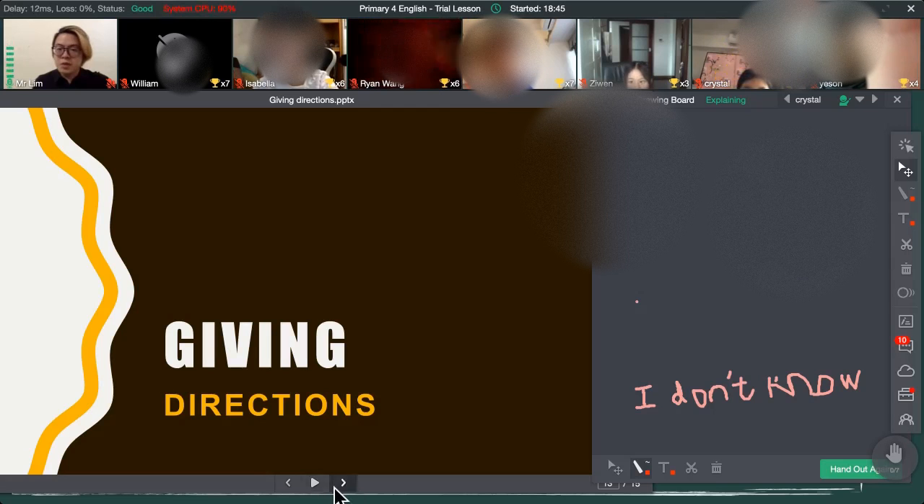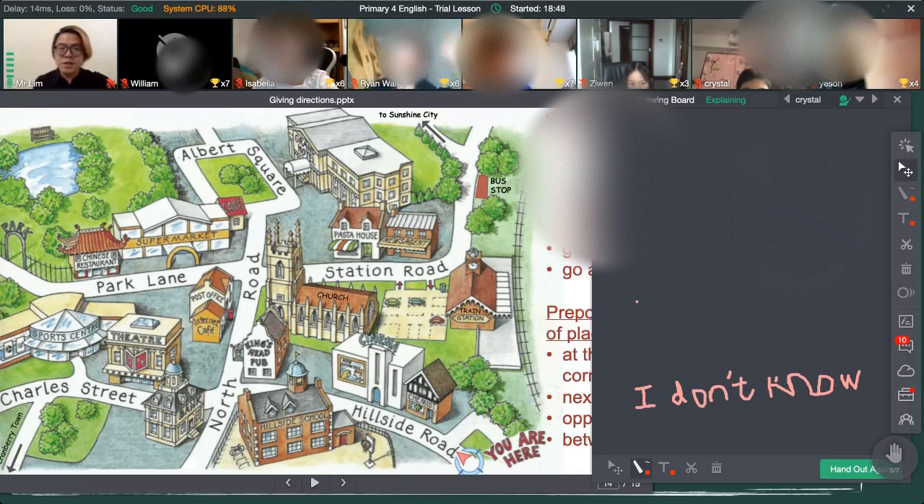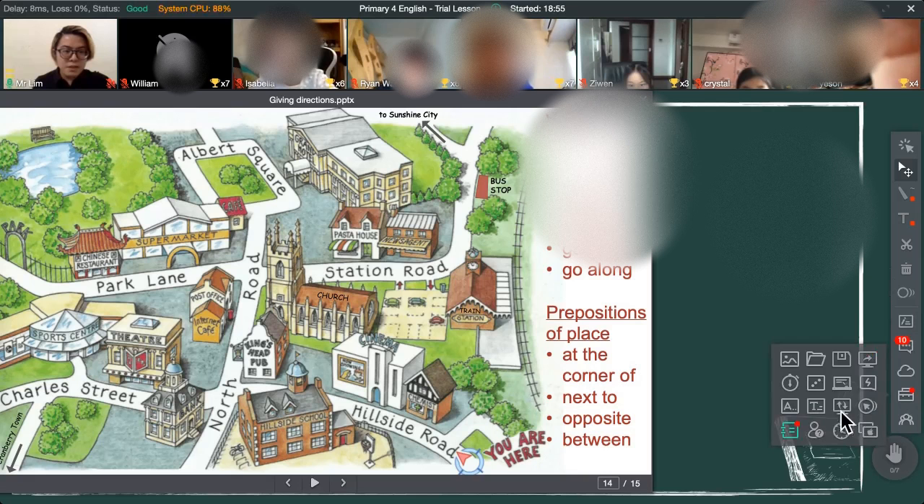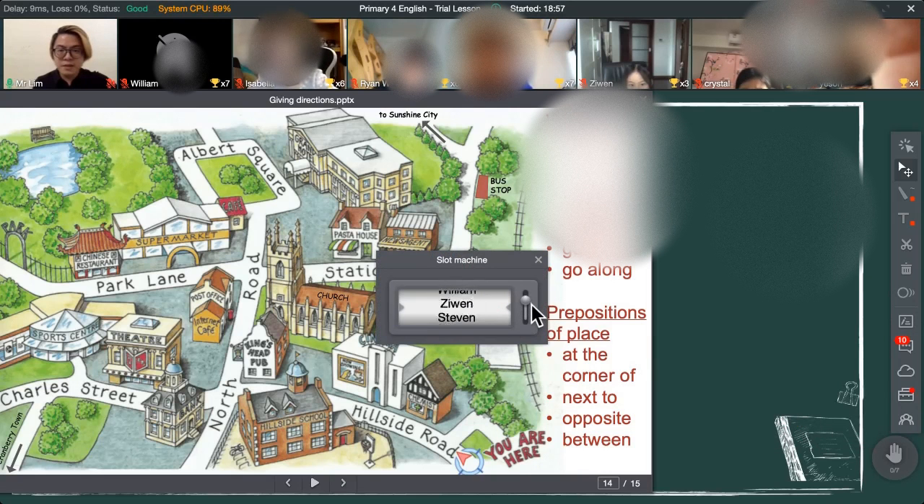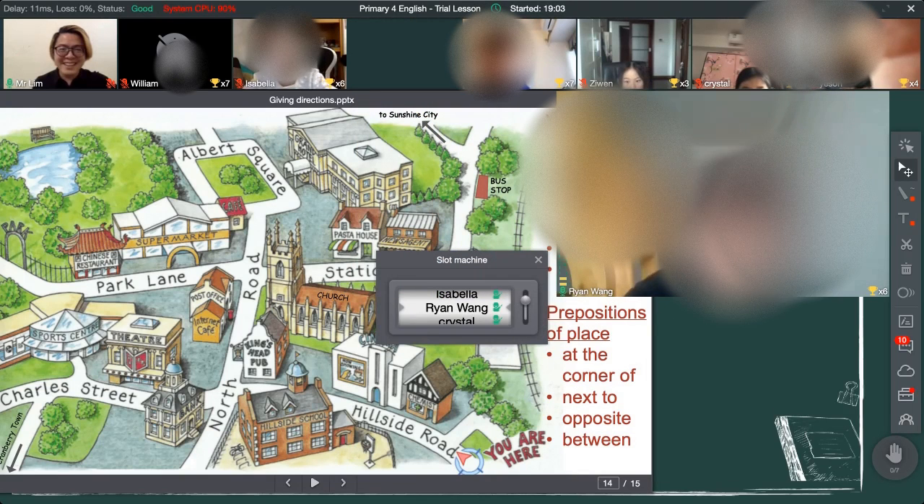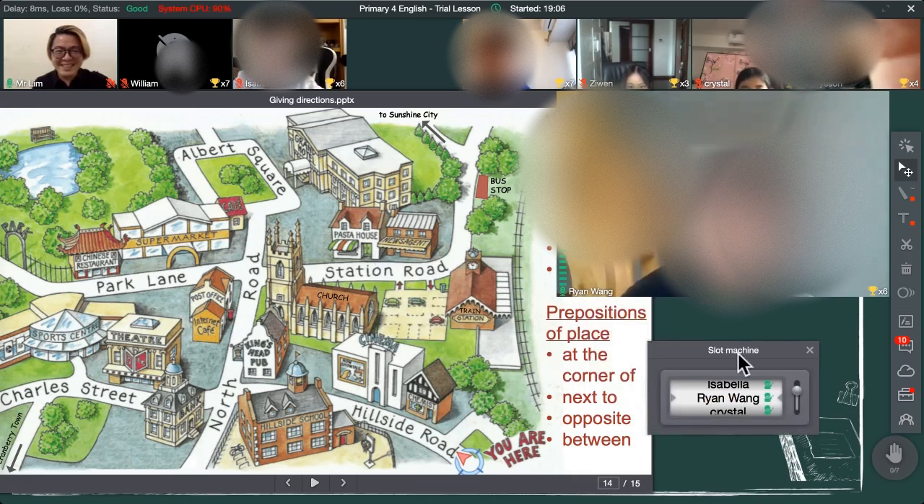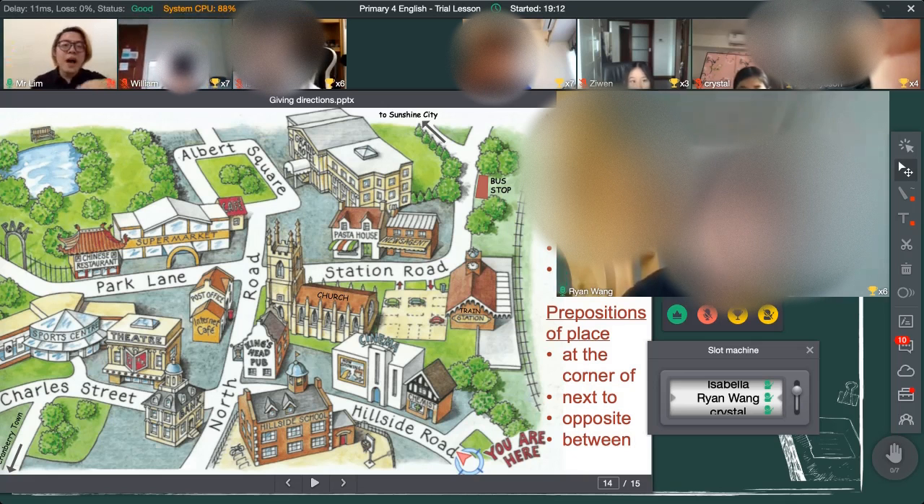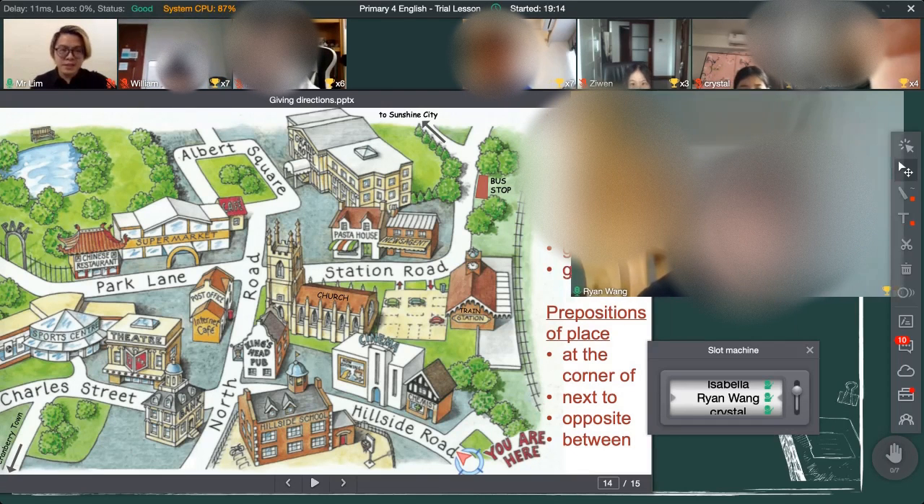Let's get some of you to talk to me and give me directions. Let's see who is the lucky one right now. Hi, Ryan. It's you again. Oh, it's me. Aren't you happy? Now I will ask you to lead me to a place. So could you point me towards the bus stop, please?